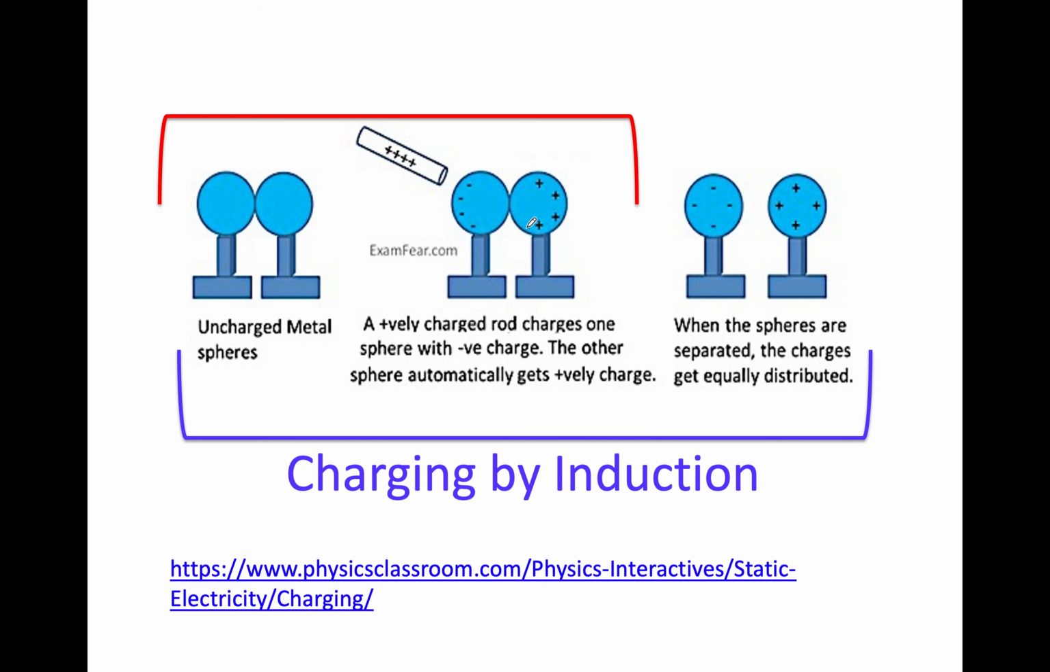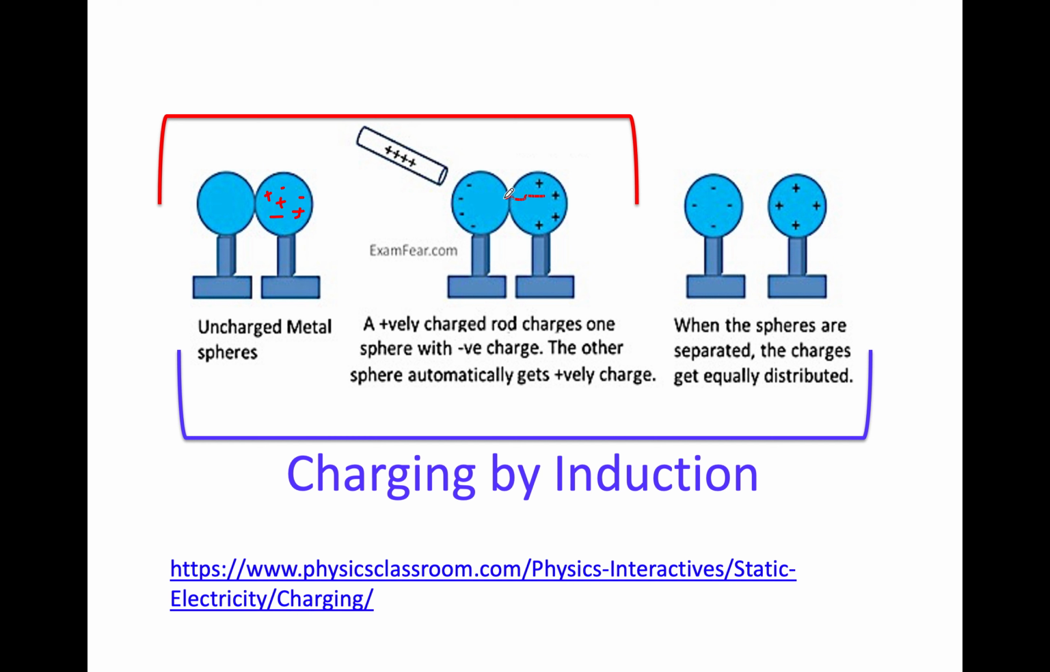Okay. Induction is when you charge something without touching. So you get two uncharged spheres. If you bring a positive rod next to it, whatever electrons were on the right hand side, because there will be electrons everywhere, it will be something like this. Same on the left one. They're scattered about, evenly spread out.